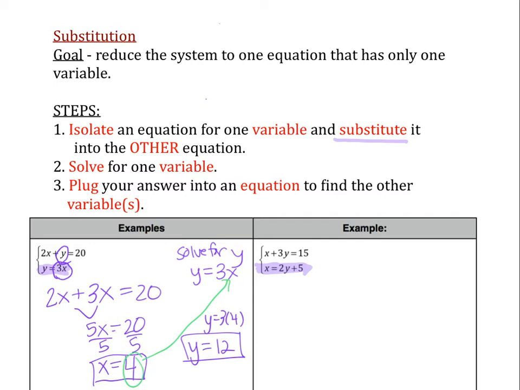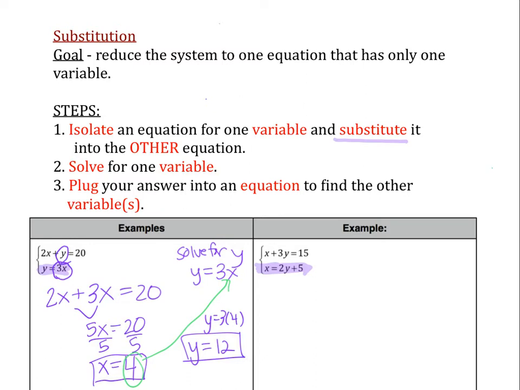All right, let's look at the next example. In this problem, I have x plus 3y is equal to 15, and x is equal to 2y plus 5. Looking back at step 1, isolate an equation for one variable and substitute it into the other equation. I actually don't need to isolate because I already have an x equals. You don't always have to isolate x. It's okay for you to isolate y or x.